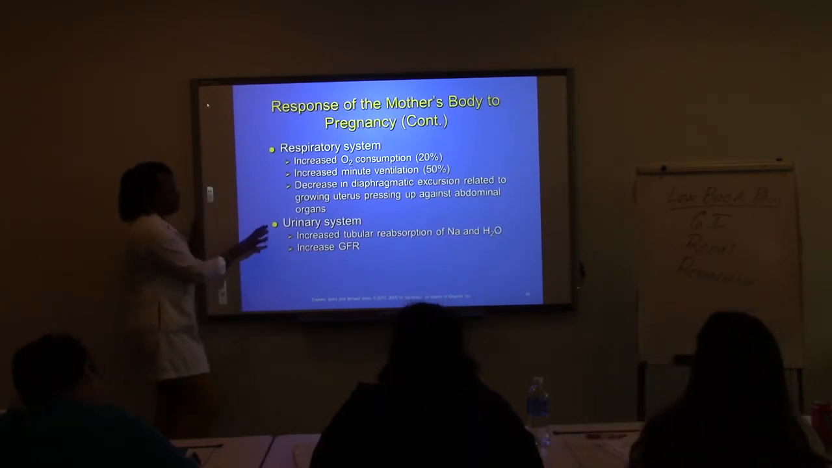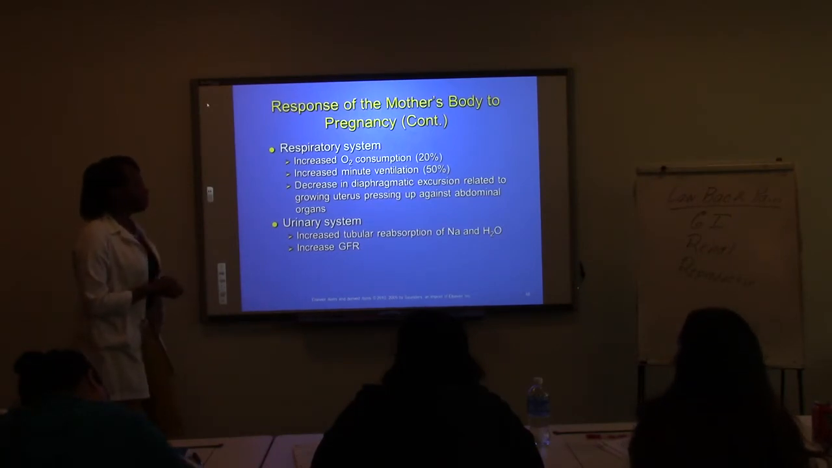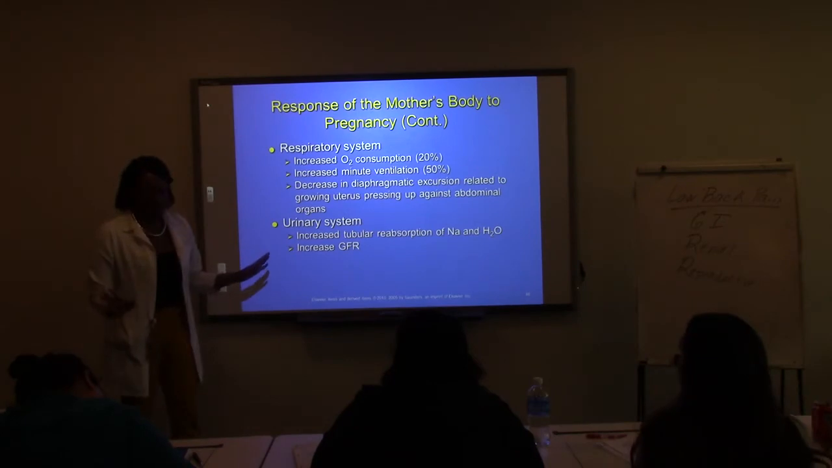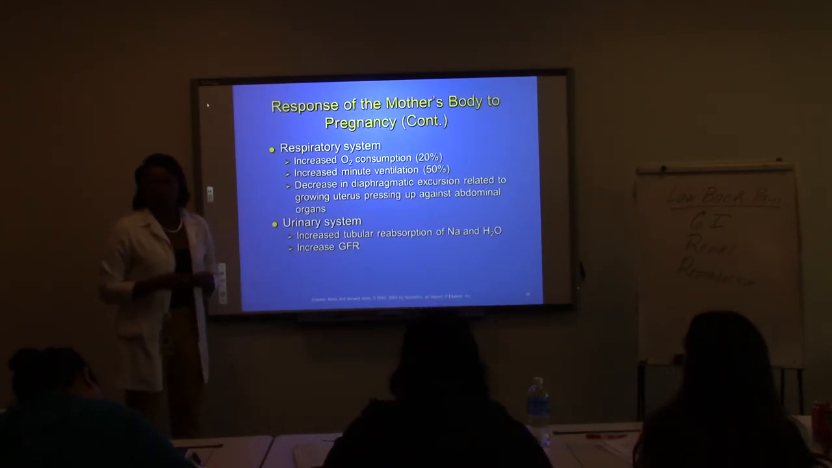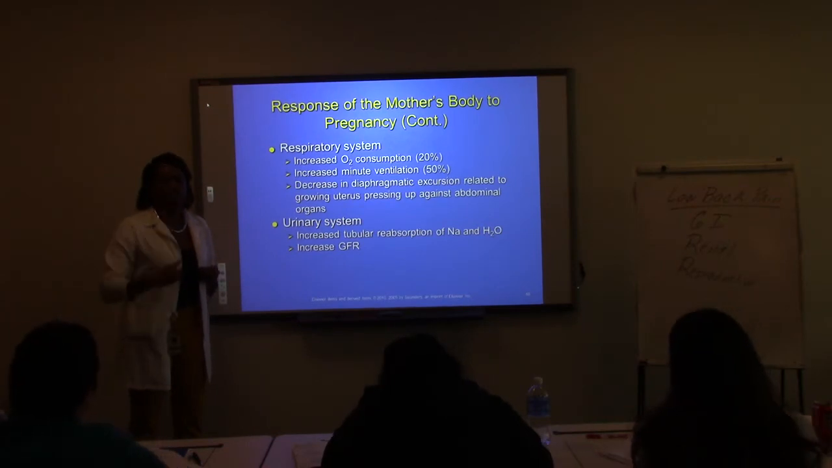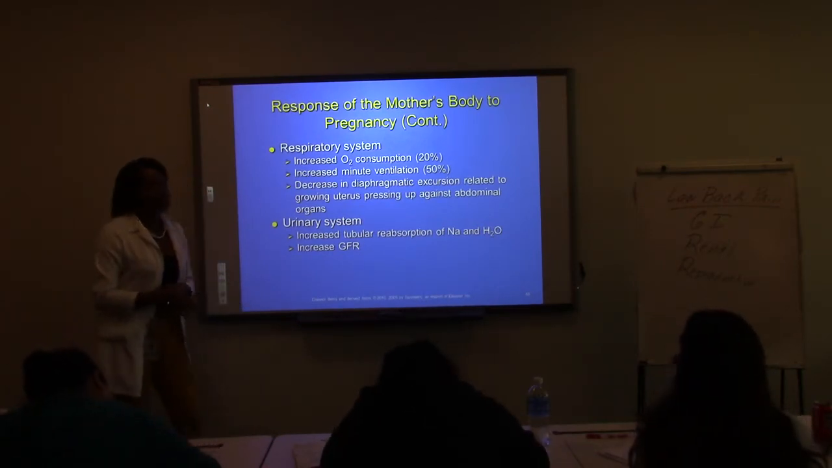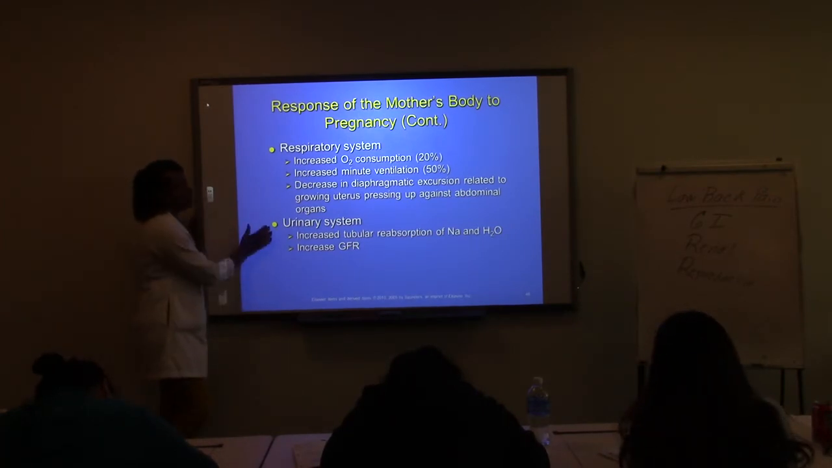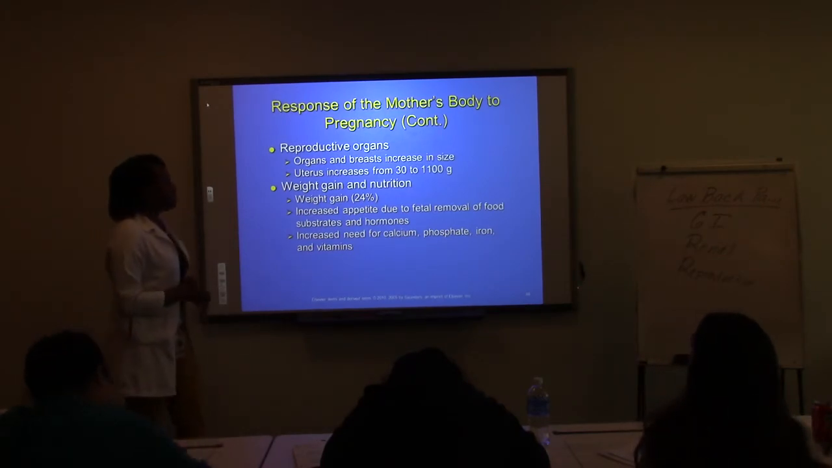So, urinary system. Increase in tubular reabsorption of sodium and water, you don't need to memorize that exactly. However, increase in glomerular filtration rate. Again, this talks about adding to the urine output. So if you increase glomerular filtration rate, you're actually going to have more urine produced.